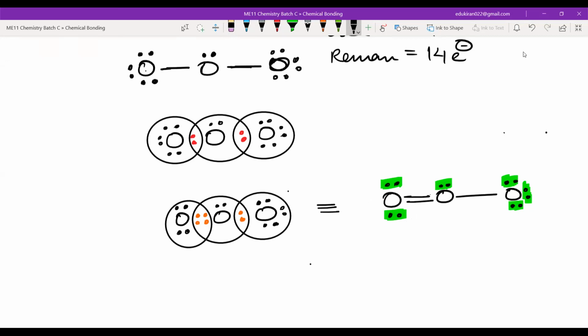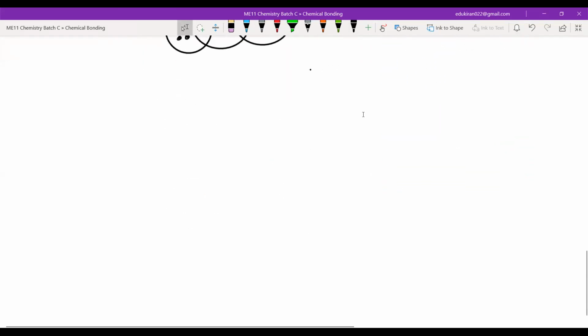Done, sir. Done, all of you? Yes, sir. Now, there's another concept which is used in Lewis dot structure, which is known as the formal charge. Please write the heading formal charge. Okay, so formal charge is not exactly a charge. It just gives you an idea about whether there is a presence of electron or no presence of electron.